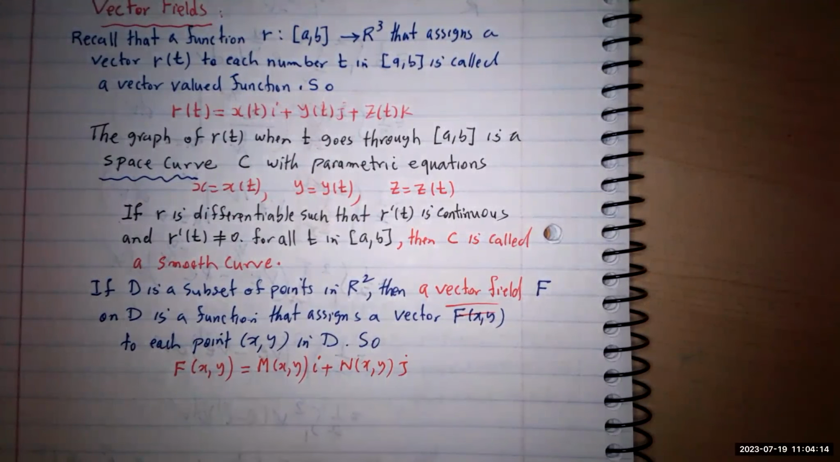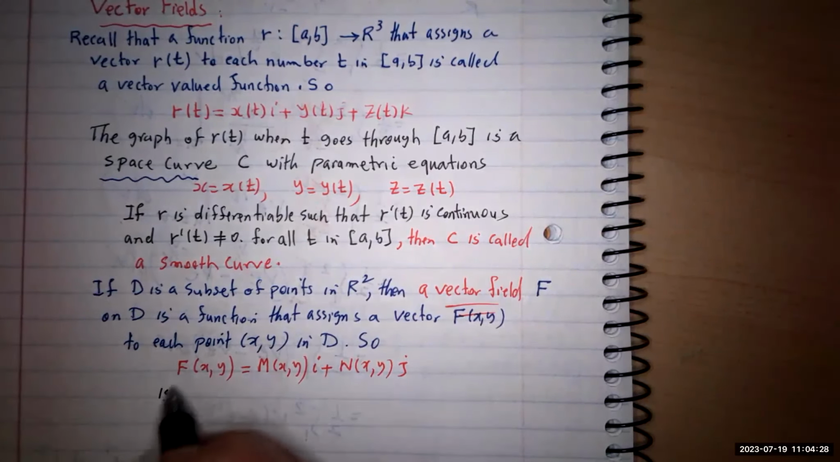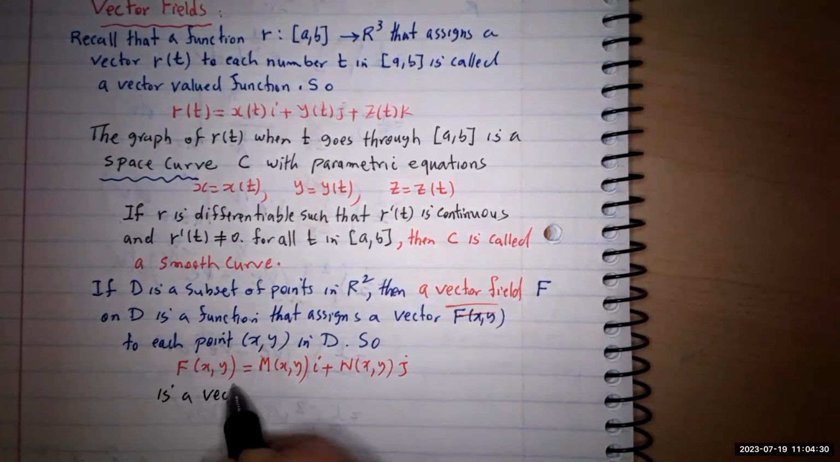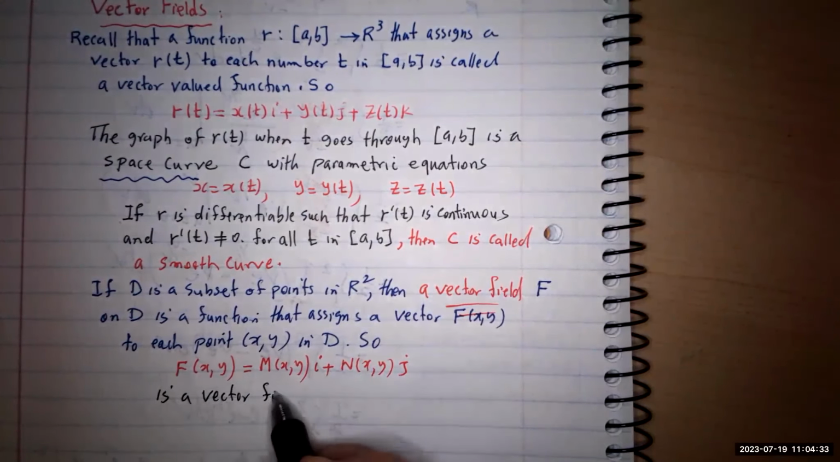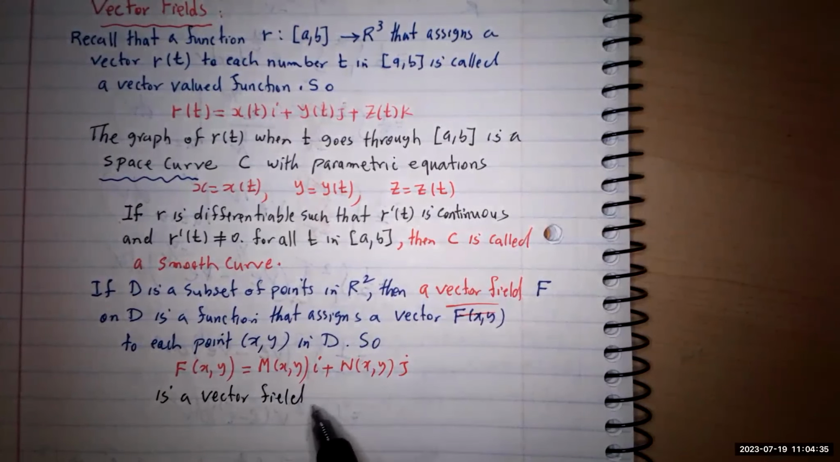Okay, it's going to be a vector, but the coefficients are going to be functions, since your function is a function of 2 variables. So these are also going to be functions of 2 variables. Okay, so this is going to be a vector field. It is a vector field in R2, because your domain is in R2.